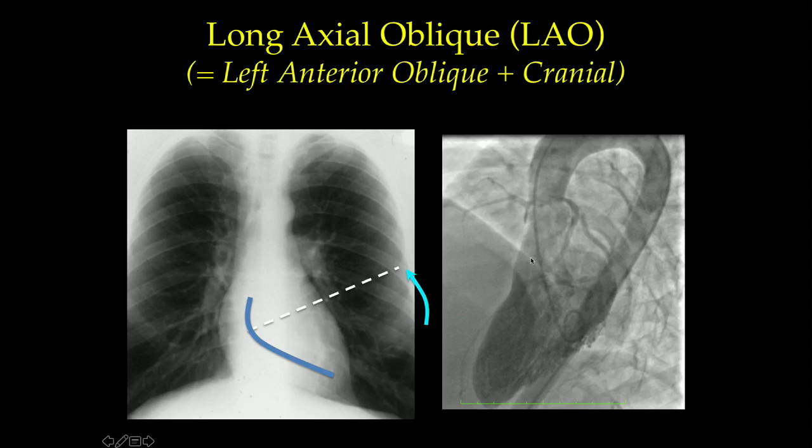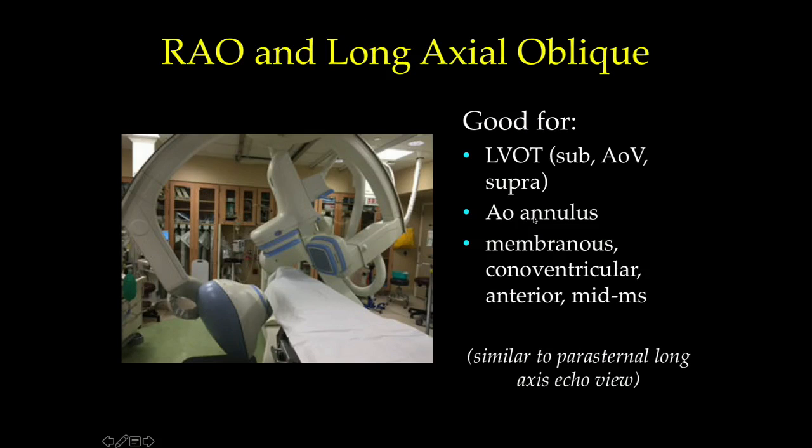Here you can see it really nicely lays out the aortic valve, the subaortic region, and the supravalvular region. It's cranial and LAO, and this is RAO. This is cranial LAO, and it's good for LV outflow tracts, the annulus, like I said, and then the membranous, conoventricular, anterior, midmuscular VSDs. So it's similar to a parasternal long axis view on echo.